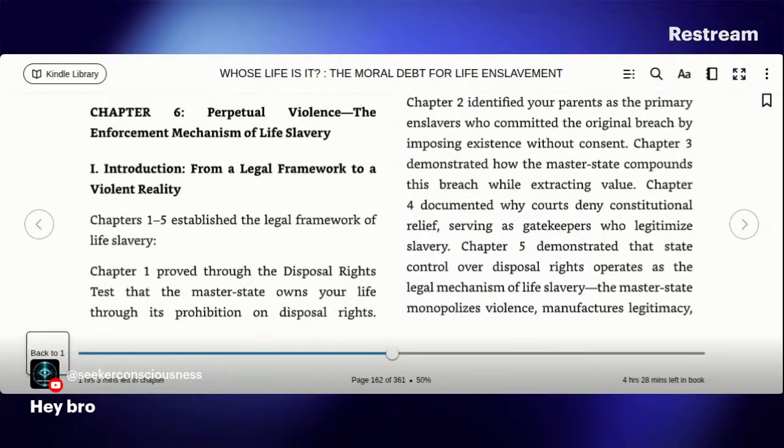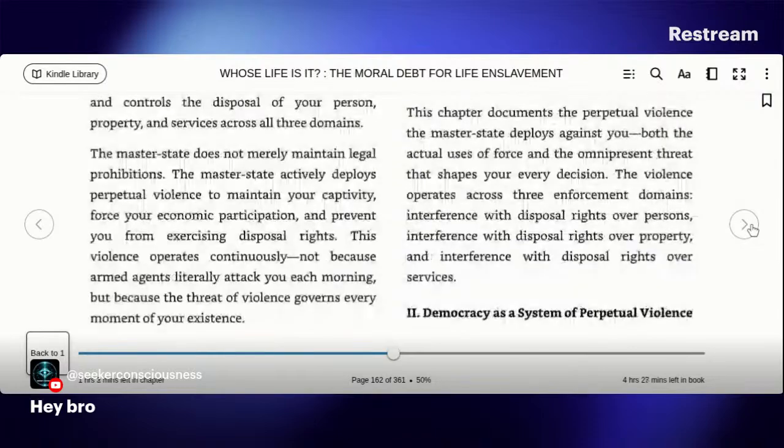The master state monopolizes violence, manufactures legitimacy, and controls the disposal of your person, property, and services across all three domains. The master state does not merely maintain legal prohibitions. The master state actively deploys perpetual violence to maintain your captivity, force your economic participation, and prevent you from exercising disposal rights. This violence operates continuously, not because armed agents literally attack you each morning, but because the threat of violence governs every moment of your existence.